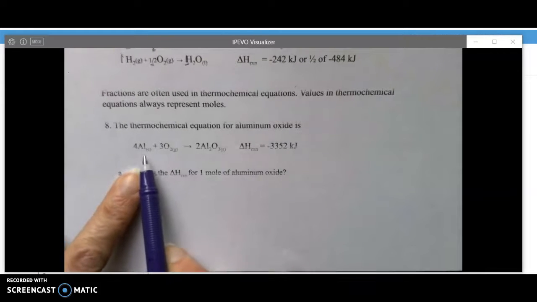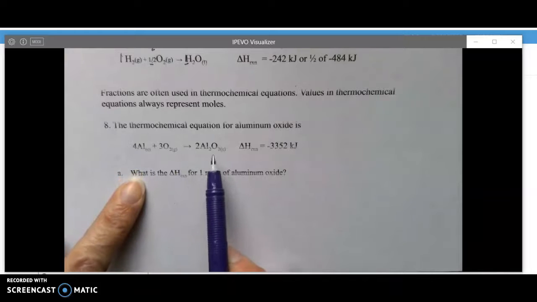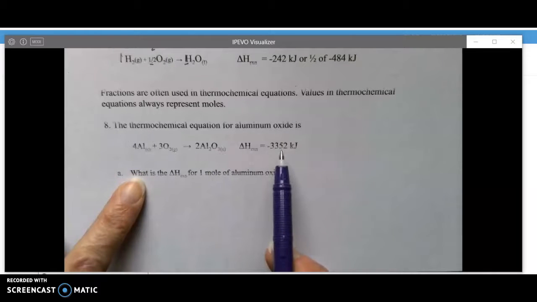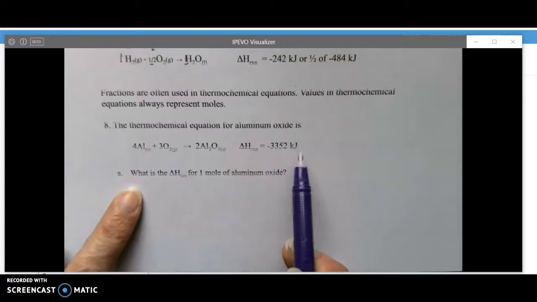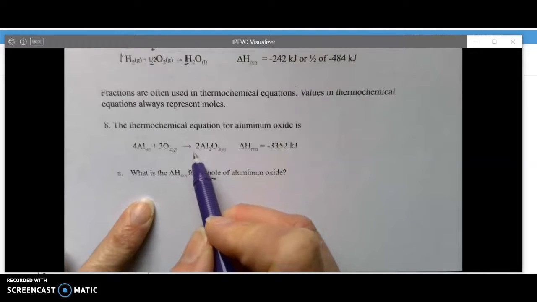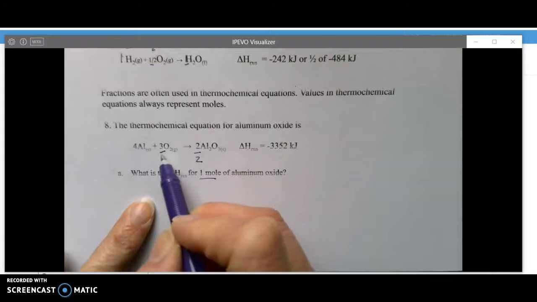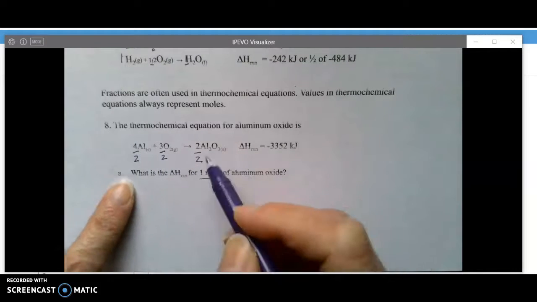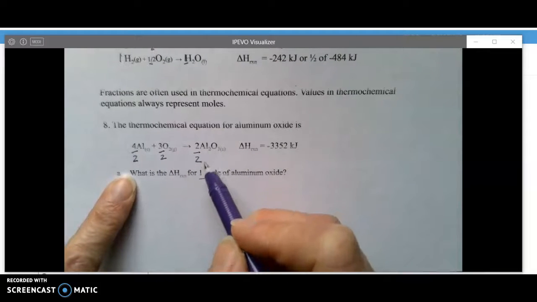So our next little problem here, we have the thermochemical equation for aluminum oxide, and the normal way we would balance this is 4 aluminums plus 3 oxygens yields 2 aluminum oxides with the heat of reaction of negative 3,352 kilojoules. So if we want this for 1 mole, we've got to get this to 1. So I'm going to divide this by 2, and whatever I do to one part of the equation, I have to do to all of it.